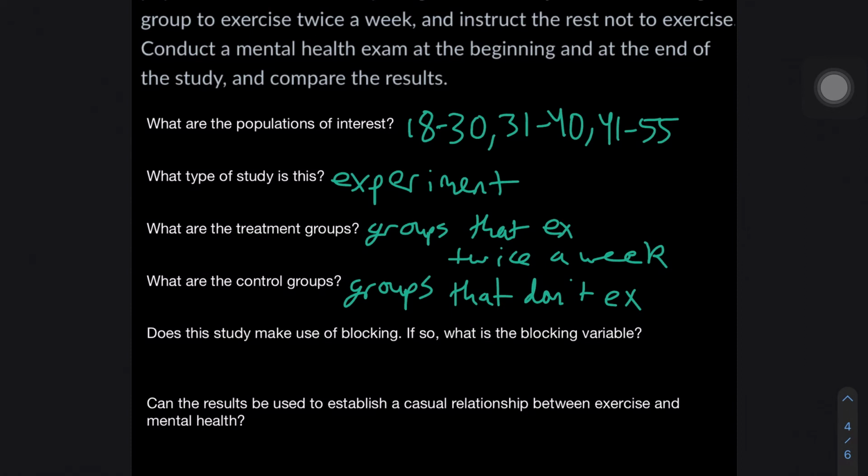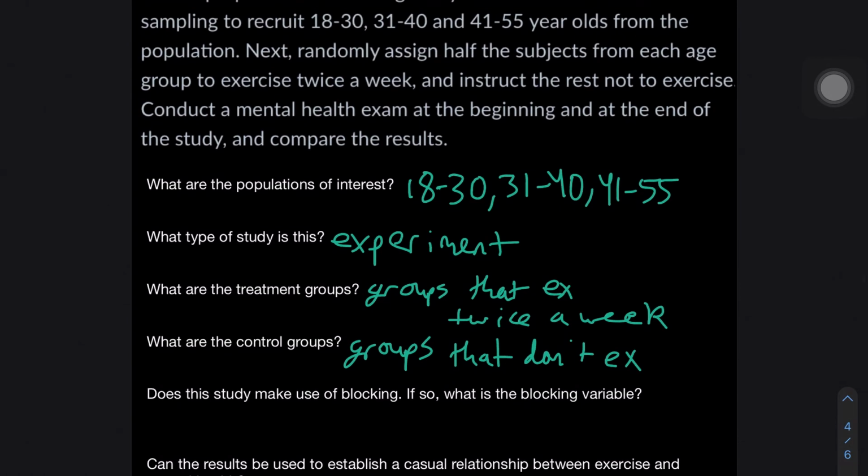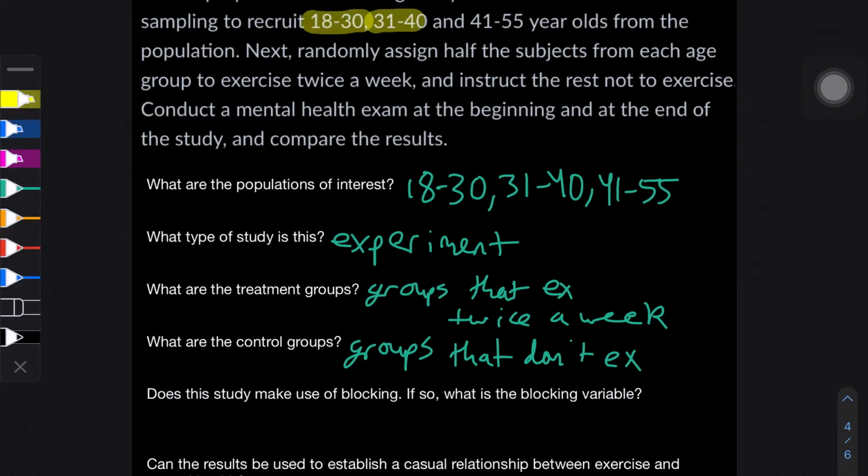And then this one asks, does this study make use of blocking? If so, what is the blocking variable? And this one, so blocking would be where you assign groups that are similar to each other, and this one does, right? Because it assigns the 18 to 30, and then the 31 to 40, and then the 41 to 45. So those are the 3 different groups that it assigns. So yes, it does. And the blocking variable is age.